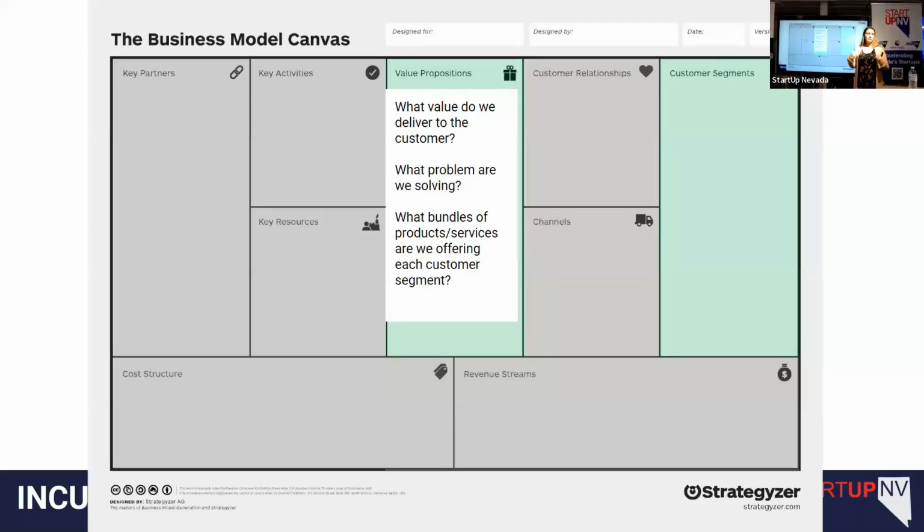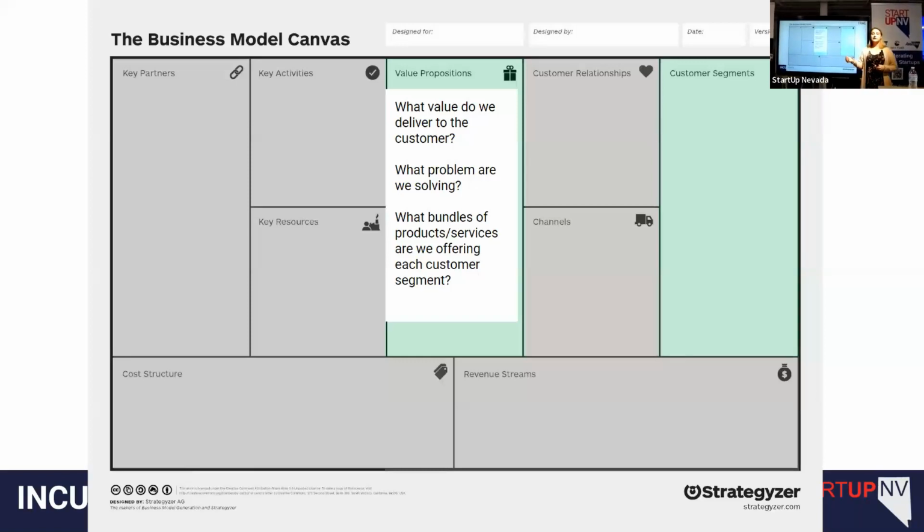I don't mean your problem, the problem that they have defined. What is that problem very specifically? Bonus points if you know the metrics and the number and the scope of that problem. That always is a great way to tell me it's a real problem. And then now we can talk about your product. What bundles of products or services are we offering to each customer segment? So value, problem, and then the bundled product that is offered to that customer segment.